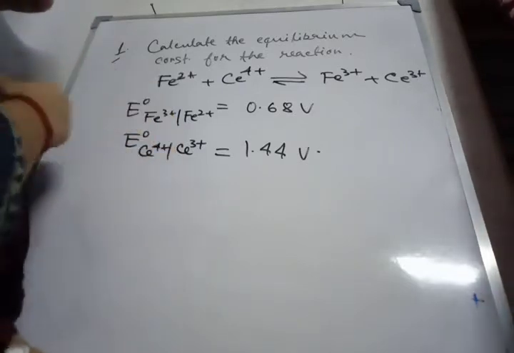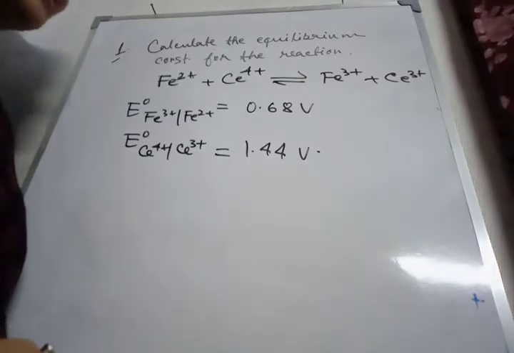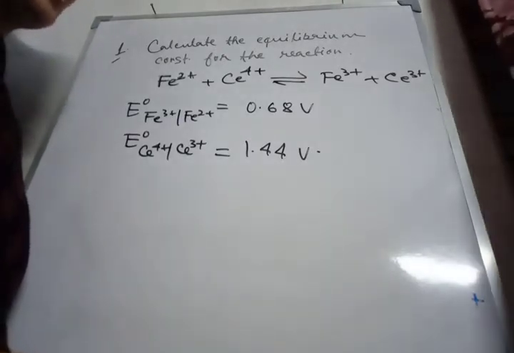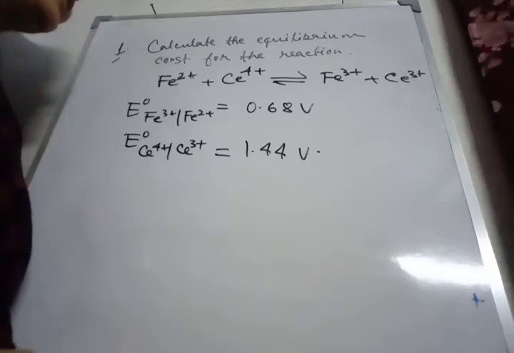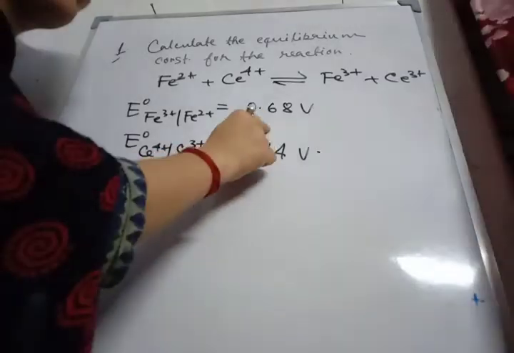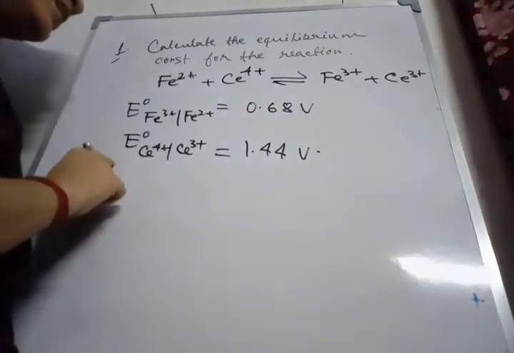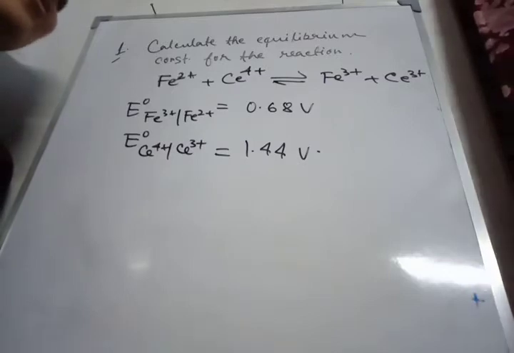Calculate the equilibrium constant for the reaction. The reaction is given as Fe2+ + Ce4+ ⇌ Fe3+ + Ce3+. The E0 values of Fe3+/Fe2+ is given as 0.68, and the E0 value for Ce4+/Ce3+ is given as 1.44 volt.